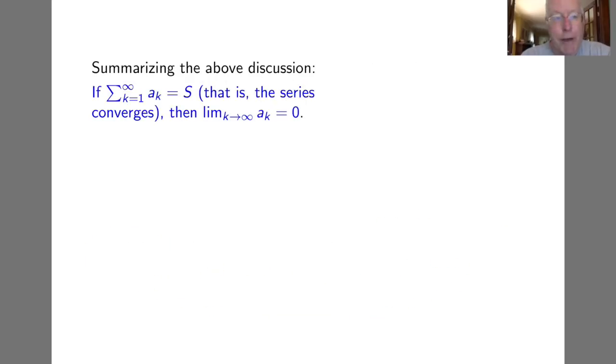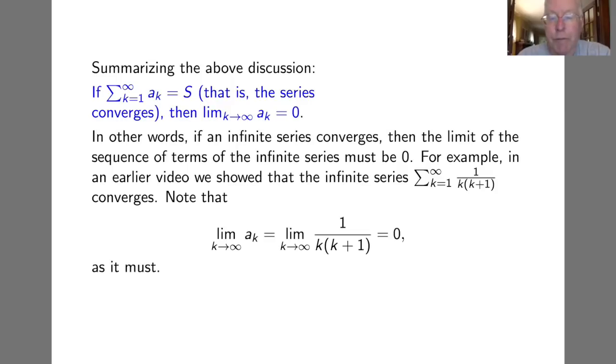So summarizing that discussion, we see the following statement. If summation k equals 1 to infinity a sub k equals s, that is, the series converges to a finite real number, then the limit as k goes to infinity of a sub k is equal to 0. In other words, if an infinite series converges, then the limit of the sequence of terms of the infinite series must be 0. And we can look at an example here to verify that.